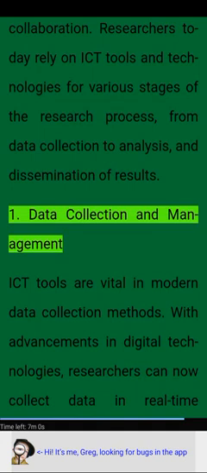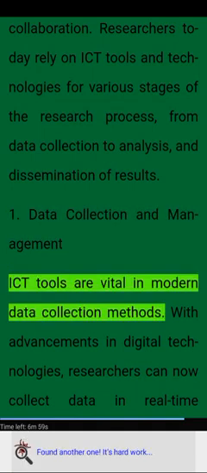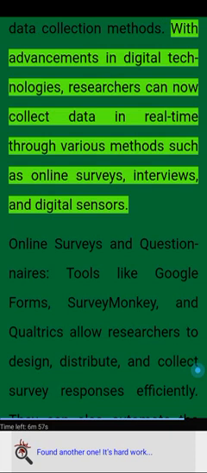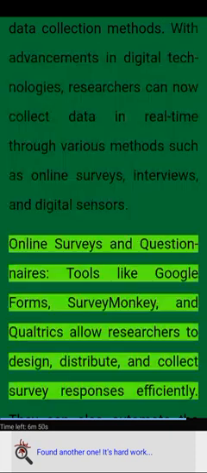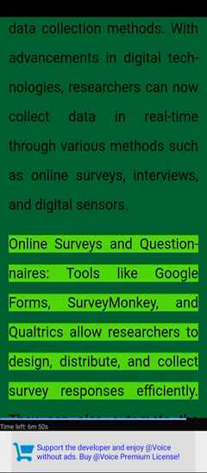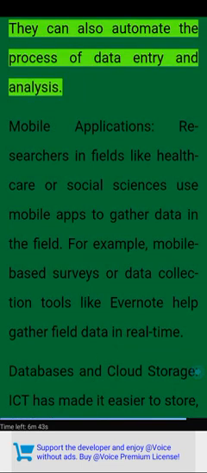1. Data collection and management. ICT tools are vital in modern data collection methods. With advancements in digital technologies, researchers can now collect data in real time through various methods such as online surveys, interviews, and digital sensors. Online surveys and questionnaires: tools like Google Forms, SurveyMonkey, and Qualtrics allow researchers to design, distribute, and collect survey responses efficiently. They can also automate the process of data entry and analysis.